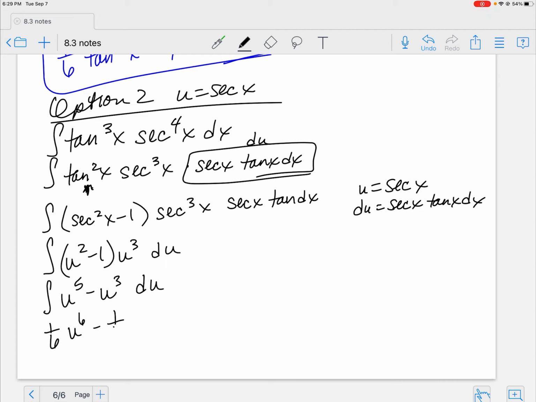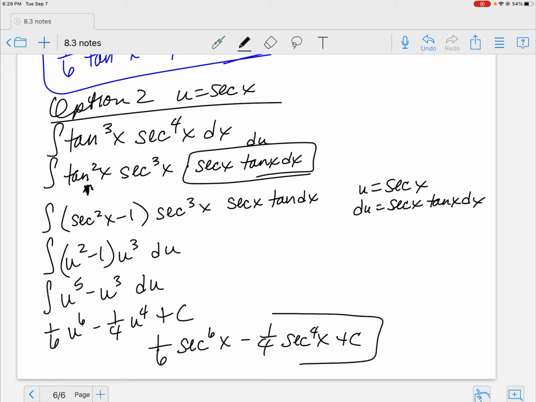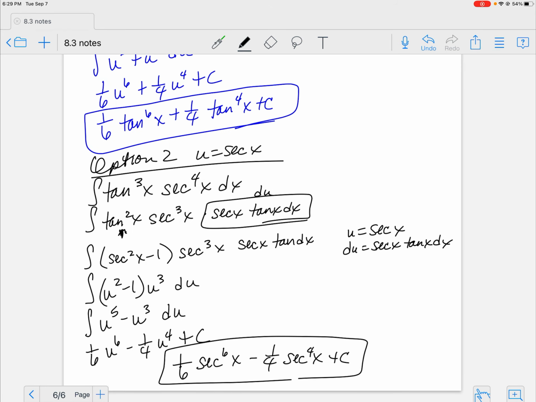One-sixth u to the 6th minus 1/4 u to the 4th plus c. And now this is secant. I've got a little bit of room down here. 1/6 secant to the 6th x minus 1/4 secant to the 4th x plus c. It is okay to have more than one answer because when you go to plug this in, your values will end up being the same.